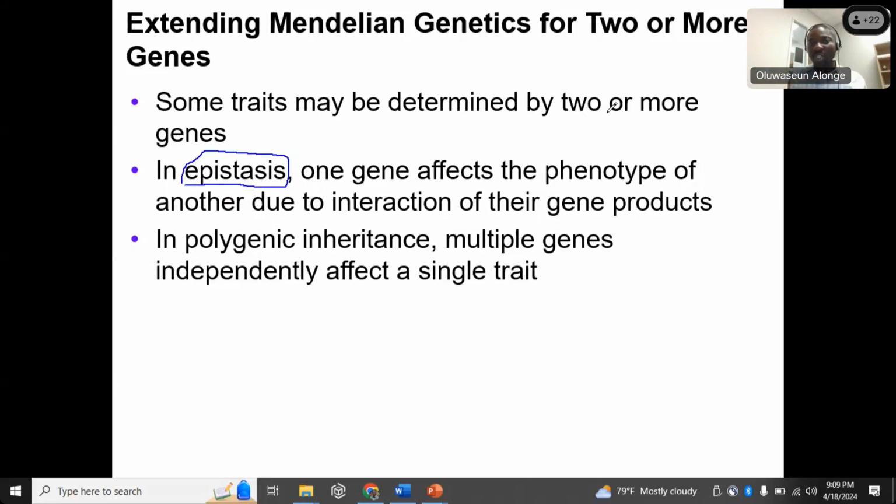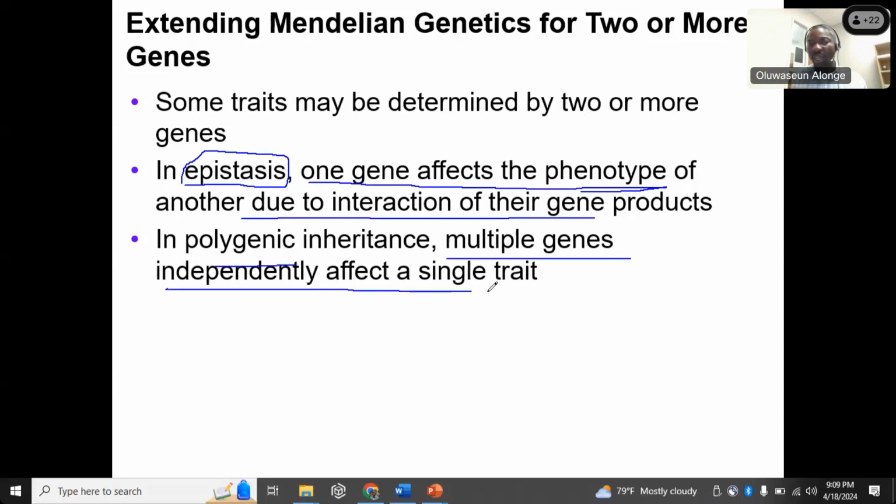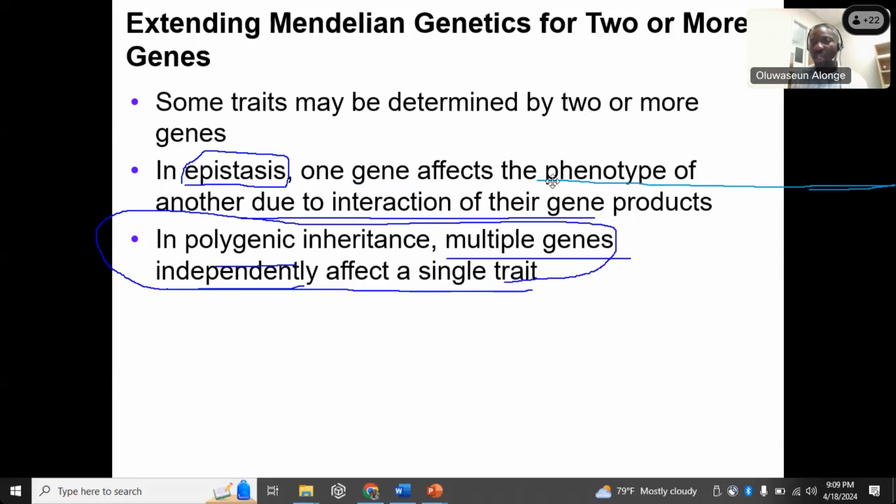So some traits may be determined by two or more genes. In epistasis, one gene affects the phenotype of another due to the interaction of their gene products. So in polygenic inheritance, multiple genes independently affect a specific trait. So this is what I'm talking about, we call it polygenic inheritance. So epistasis, one gene affects the phenotypic effect of another due to interaction with their gene products. We call it polygenic inheritance in the case when multiple genes are affecting one trait.